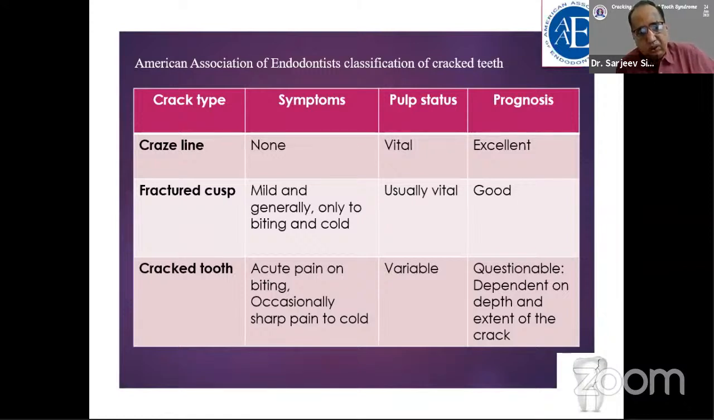Then you have a cracked tooth. You have acute pain on biting, and this pain is usually there when the patient releases the occlusion. Occasionally, there will be a sharp pain to cold. Pulpal state is variable. If the tooth has reversible pulpitis, it will show signs of reversible pulpitis. But if it goes to irreversible pulpitis, it becomes very questionable, and as Shashi has told, the prognosis is questionable and depends on the depth and the extent of the crack.